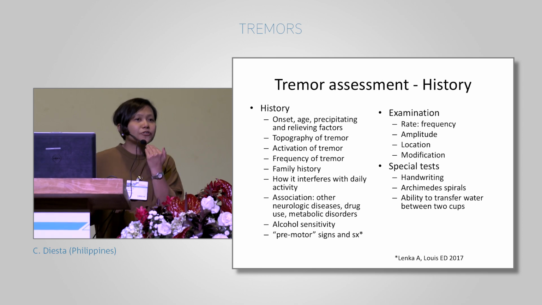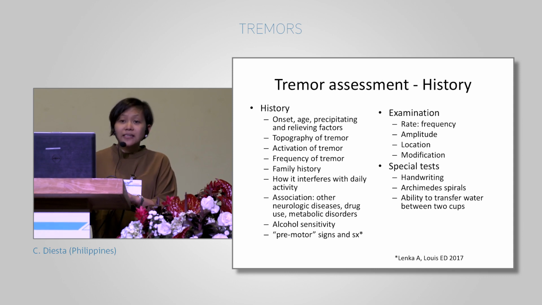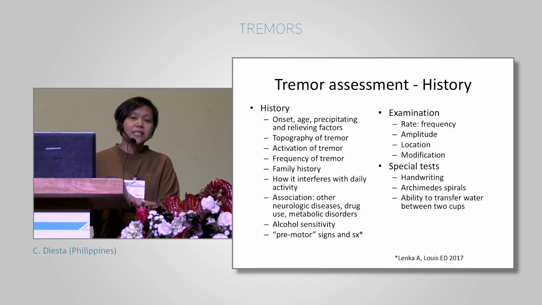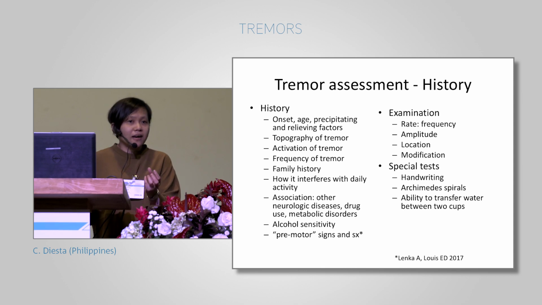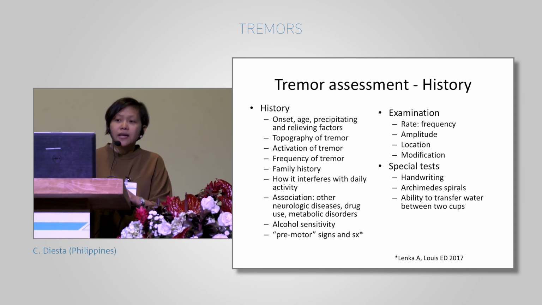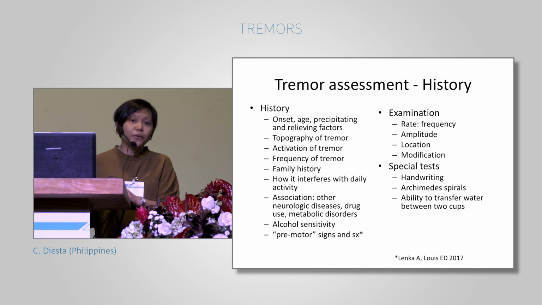So you have the palatal tremor, you have the chin tremors, you do have tremors in the neck, which can be part of probably dystonic tremor. You have tremors of the hands, sometimes even of the abdomen. So activation of tremors, which brings on or stimulates these tremors. Frequency of tremor, how fine or how coarse these tremors are. Family history is very important, both for heredodegenerative tremors or even for those which are not genetic. So how it interferes with daily activities.